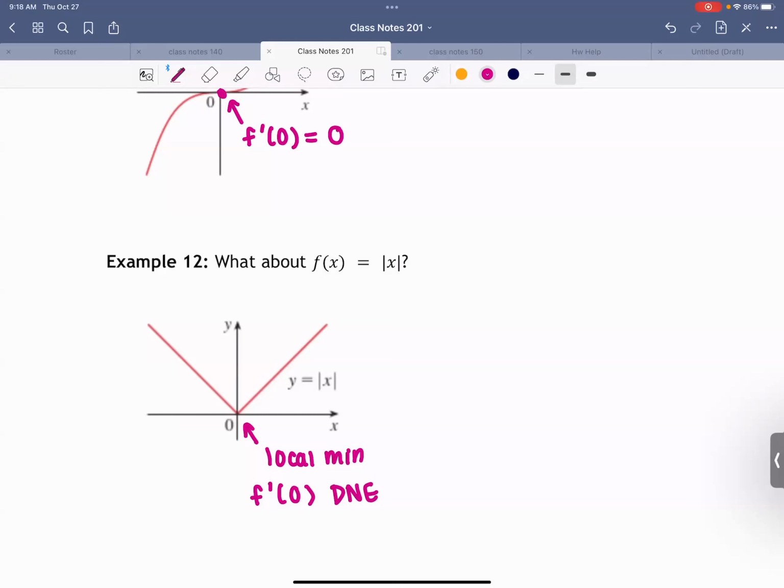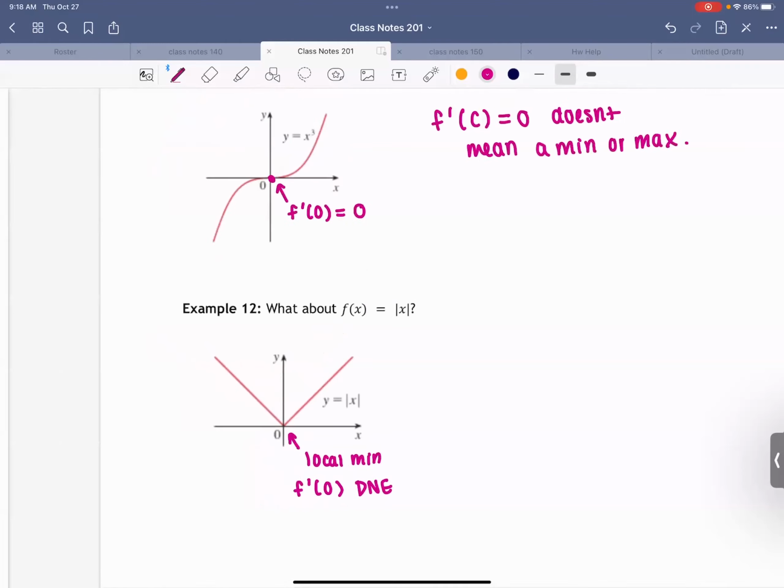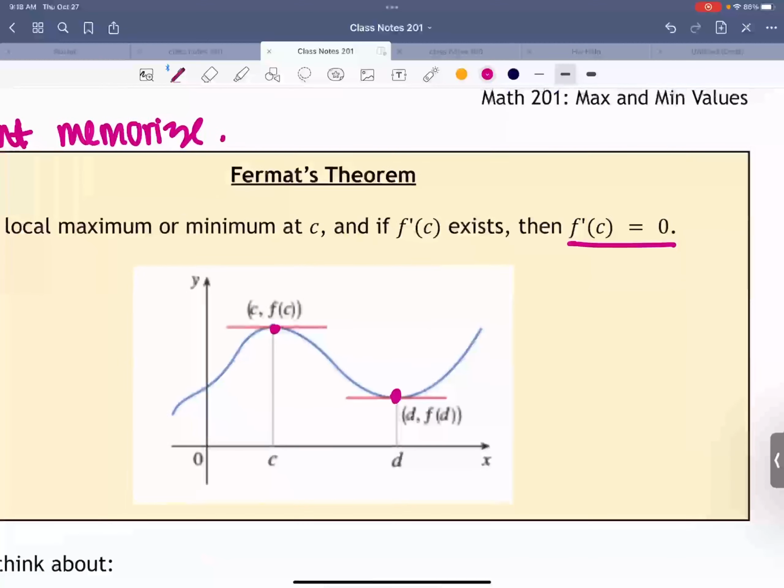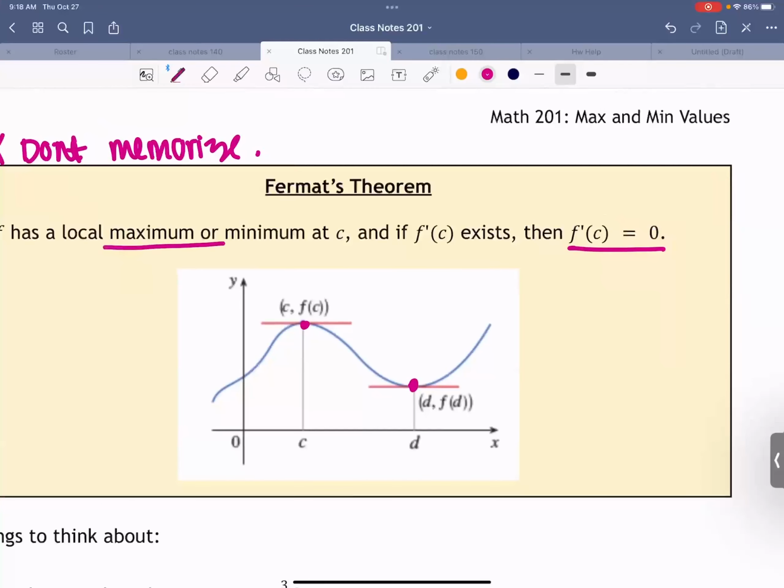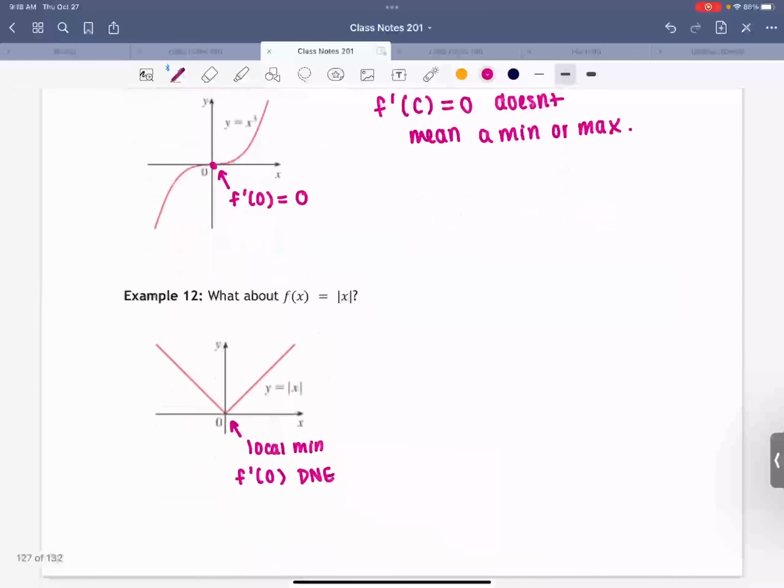So why does Fermat's theorem not work this time? The statement says, okay, if we have a local max or min, and if the derivative exists, then this can happen, right? Now, my computer science people are probably catching on a little bit faster here, but we can have something that doesn't exist. If the derivative doesn't exist, we actually can't apply Fermat's theorem because we have this if statement that tells us what has to be true for us to apply it, okay?